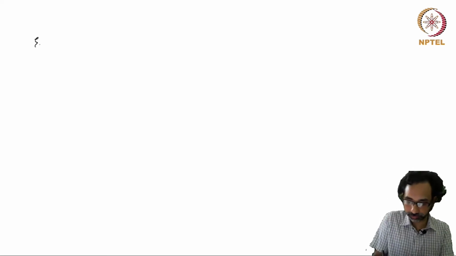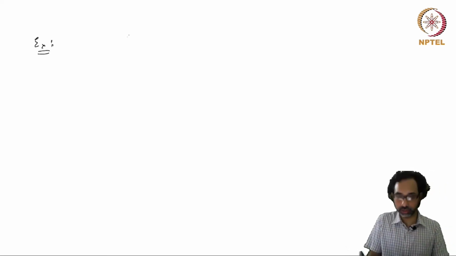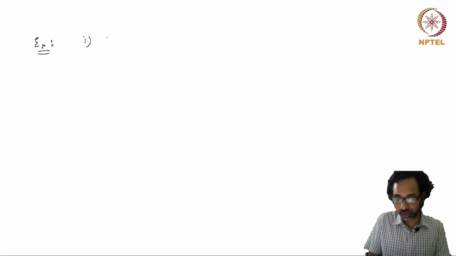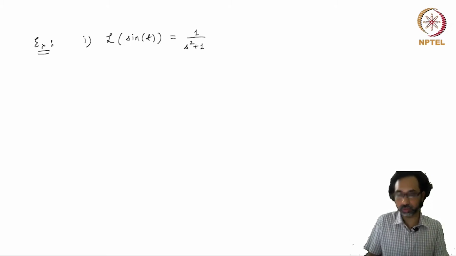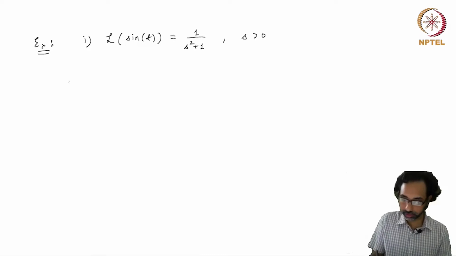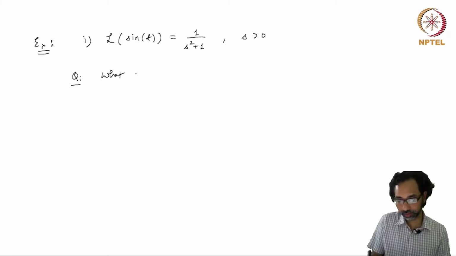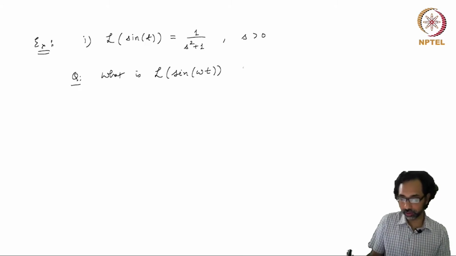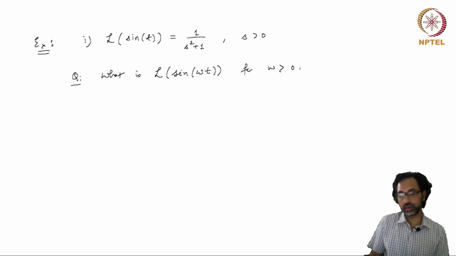Let's see an example where this is used. We have already computed the Laplace transform of sin t, which was 1 over s squared plus 1, and this is defined in the region s greater than 0. Now the question is, what is the Laplace transform of sin omega t for some omega, a positive real number?